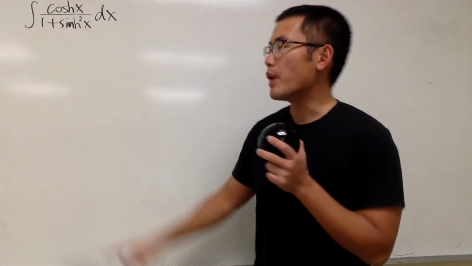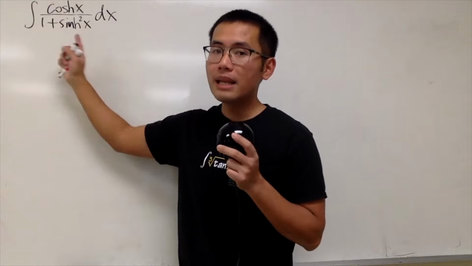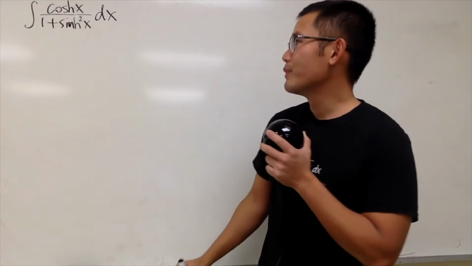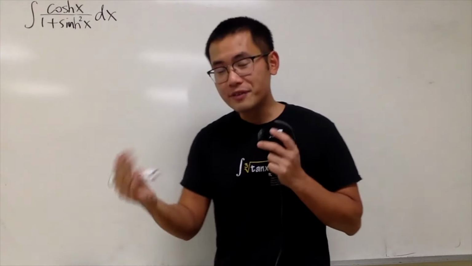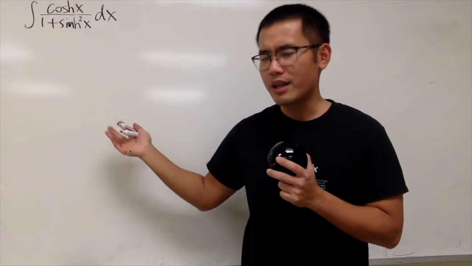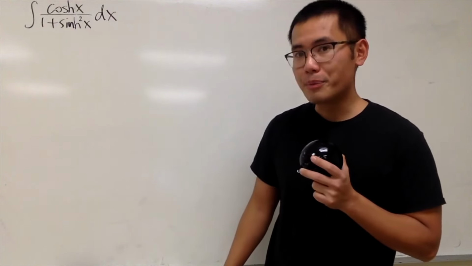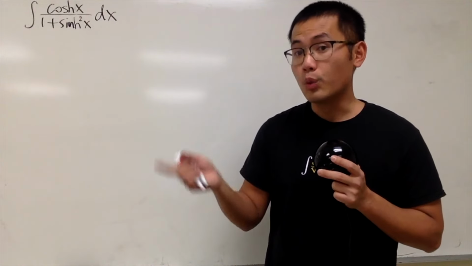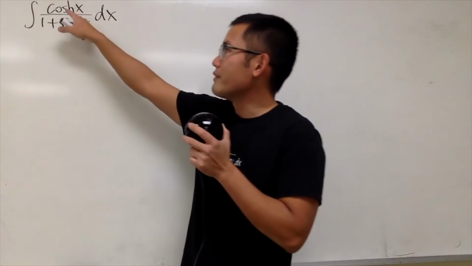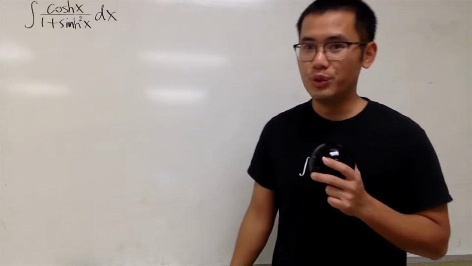Okay, here we are going to integrate cosh x over 1 plus sinh square x. Well, notice that because we have cosh and sinh in the same integral, right? So this is good. We have to remember that the derivative of sinh x will give us cosh x, and we happen to have the cosh x on the top. So this is really good.